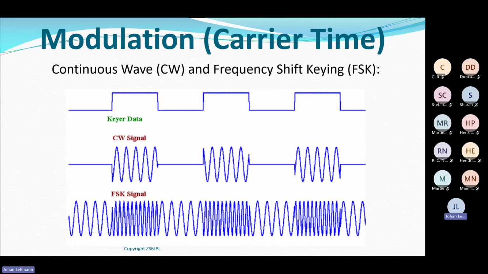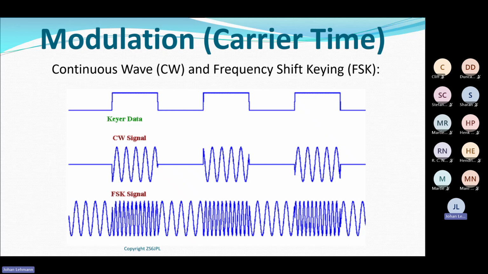The first one, and this is most probably the oldest one that dates back to way before even the Titanic sank in the North Atlantic Ocean, is what we call continuous wave and frequency shift keying. CW, continuous wave, all I do is I change the time of my carrier frequency. In other words, I switch it on, I switch it off. I switch it on, I switch it off. But I switch it on and off, obviously, in a certain sequence.